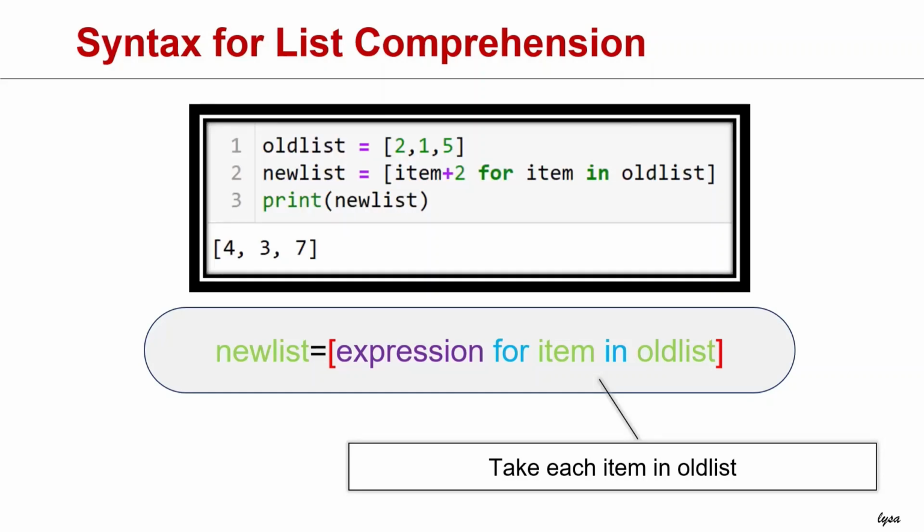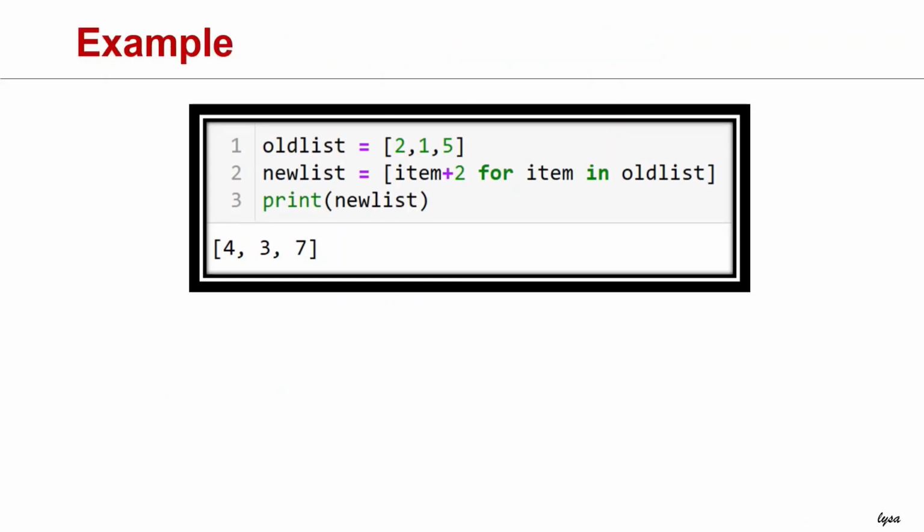I have a list with the values 2, 1, and 5. And I create a new list with the values added by 2, which is 4, 3, and 7. Let's see in detail how this happens. This is the example that we have taken. Initially, we have item, and the expression that is evaluated is item plus 2. Item initially takes a value 2. The expression that is evaluated results in 4.